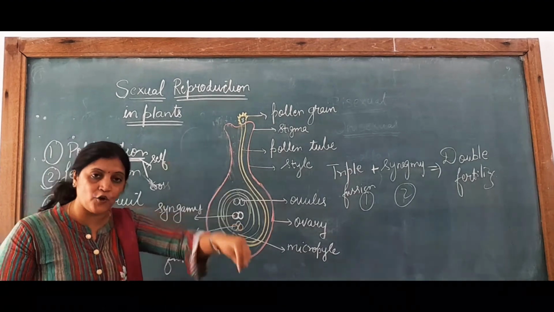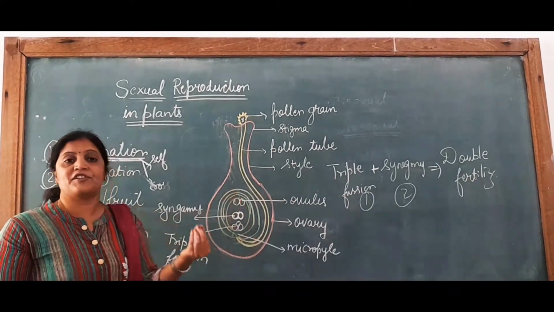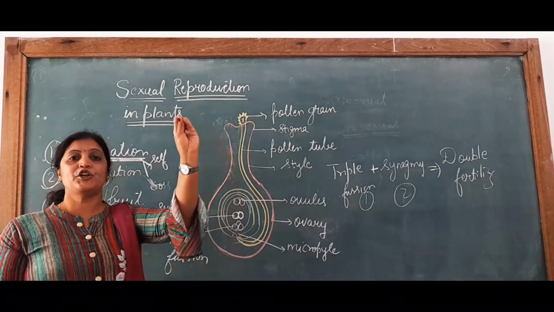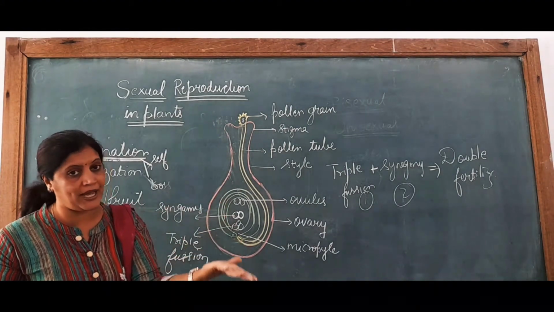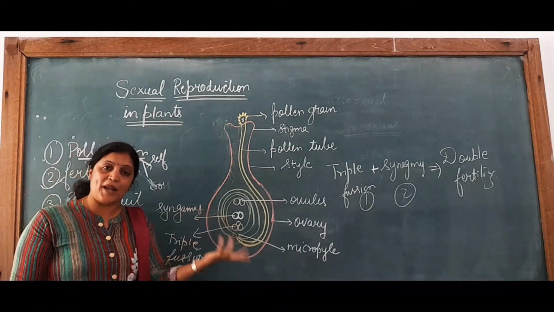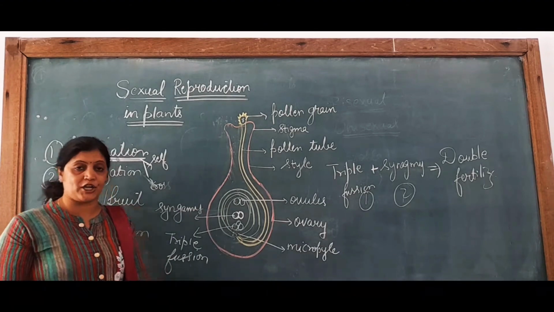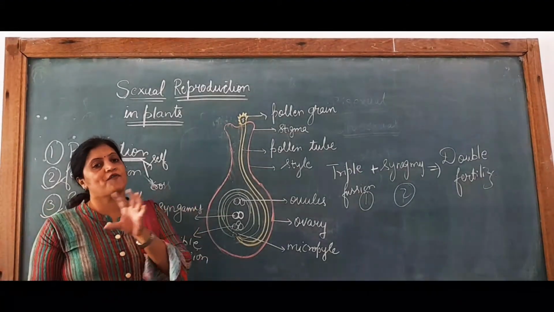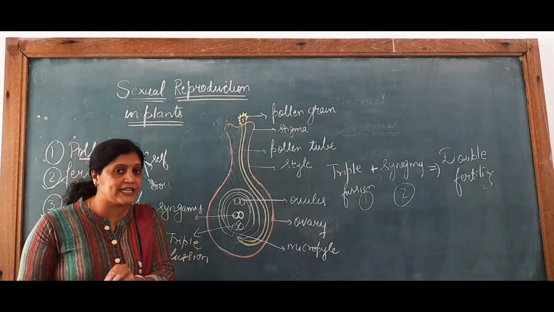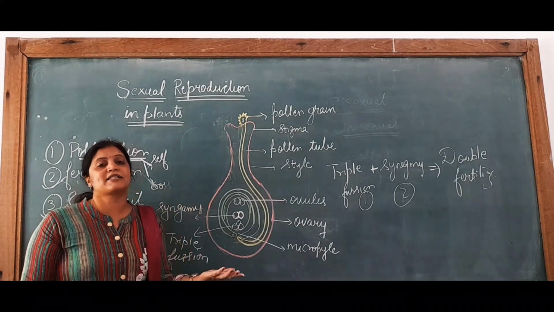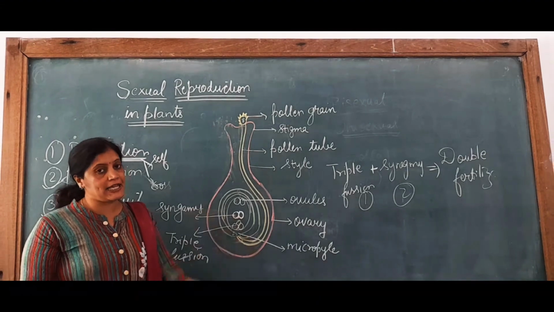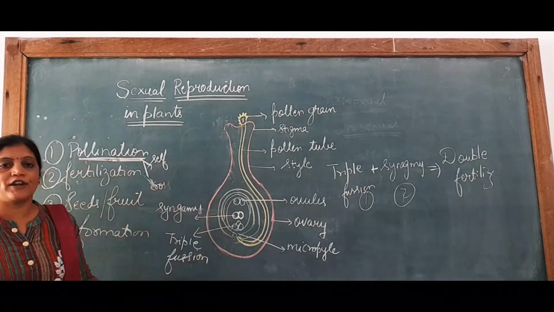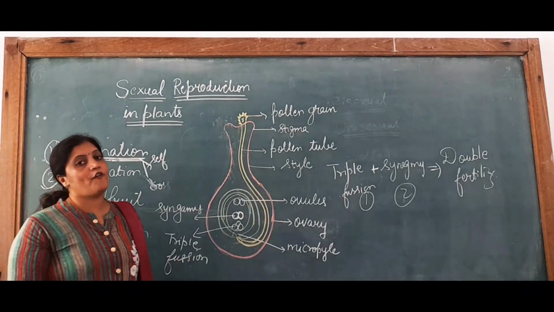When we grow these seeds inside the soil, they germinate and turn into a new plant. This is the sexual reproduction. But before that, we will discuss the parts of seeds, and what the parts are when the seeds germinate. So our next topic is the structure of seeds.